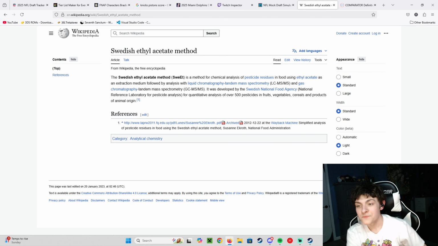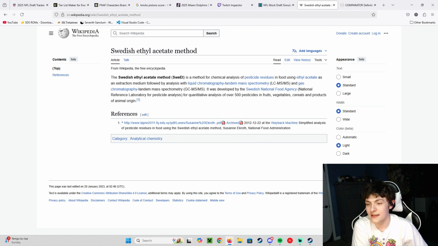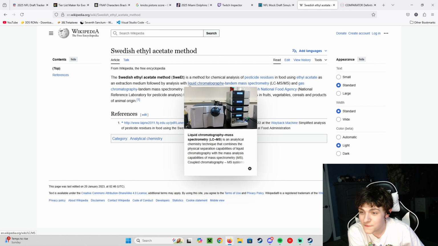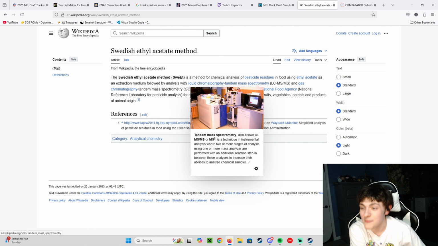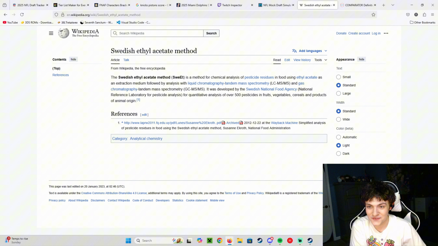It's the method for chemical analysis of pesticide residues in food using ethyl acetate as an extraction medium, followed by analysis with liquid chromatography tandem mass spectrometry and gas chromatography tandem mass spectrometry. It was developed by the Swedish National Food Agency, a national reference laboratory for pesticides analysis, for quantitative analysis of over 500 pesticides in fruits, vegetables, cereals, and products of animal origin.